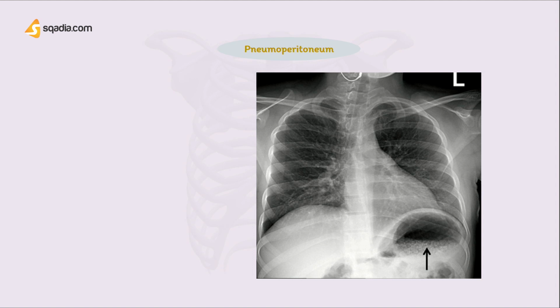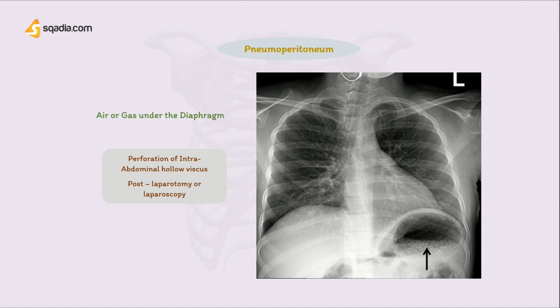Now we'll move on to E for everything else. We're looking for air under the diaphragm or gas under the diaphragm, which is also called pneumoperitoneum. Pneumoperitoneum literally means free air in the peritoneal cavity. It indicates perforation of an intra-abdominal hollow viscus. It may also be seen soon after laparotomy and laparoscopy.